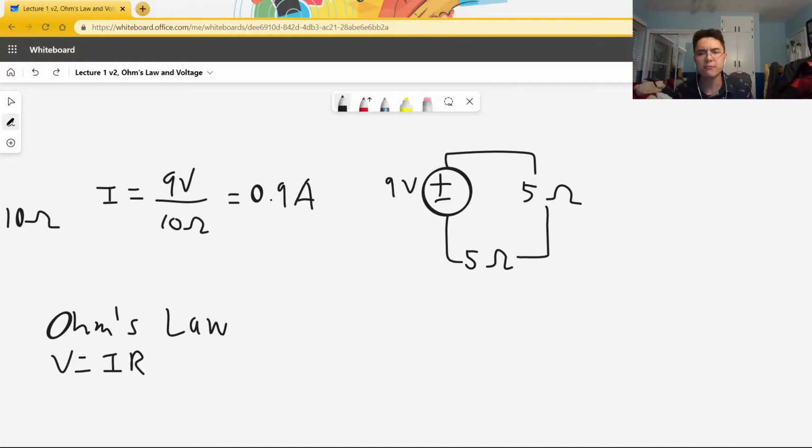So we can describe the relative effect that a resistor has on the speed or on the current of particles in a circuit, or in a sense how much energy or how much voltage it uses, with something called a voltage drop.